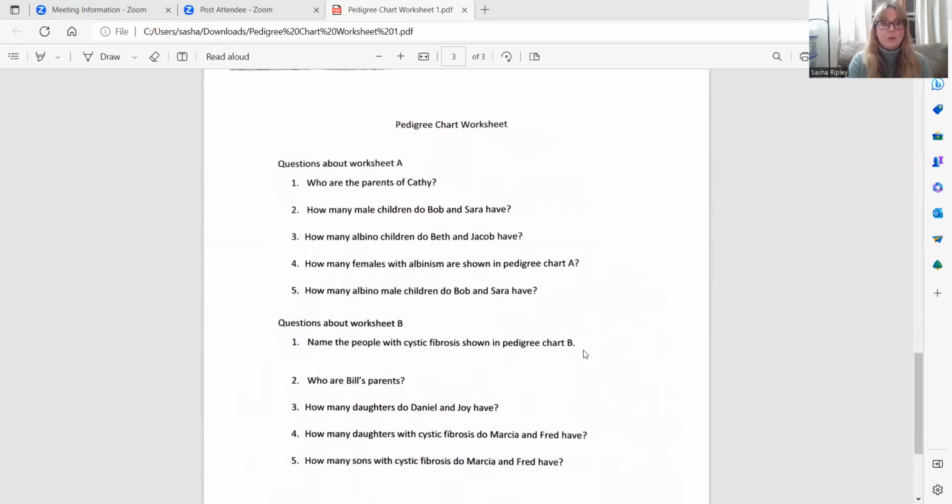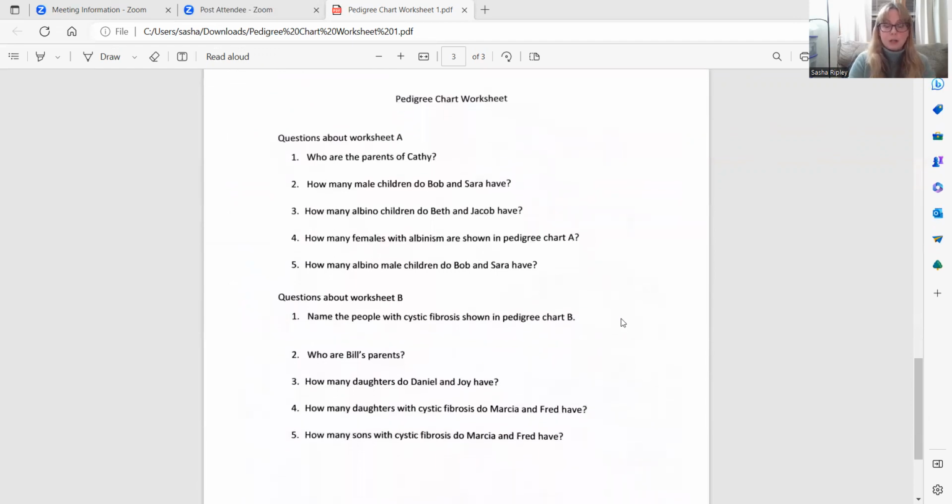Okay, so I have a worksheet under here. So hopefully you can either look at your pedigree chart on your own on another device like your phone or your computer, or you have your pedigree charts printed out so you can do the worksheet with me. I'm going to do the questions about worksheet A, these top questions here with you, so that I know that you for sure understand how to read the pedigree chart. And then I'm going to let you do questions about worksheet B, the second part here, on your own, although you will have the answer key available to you in Google Classroom.